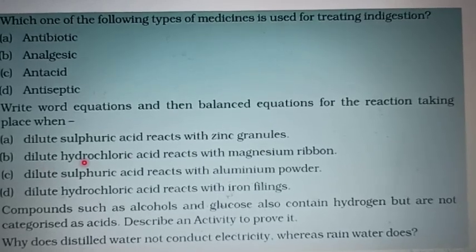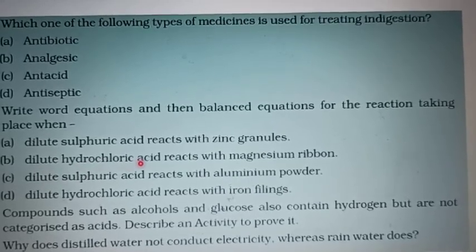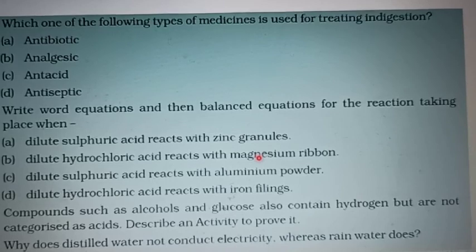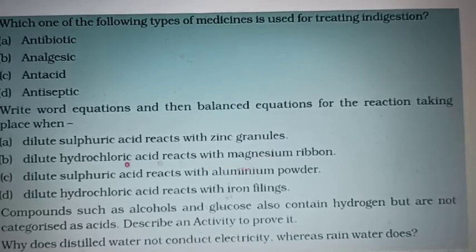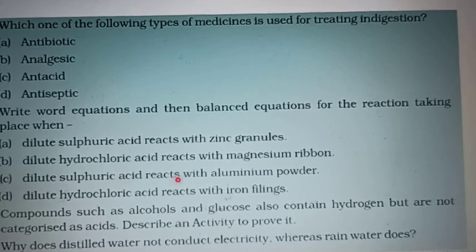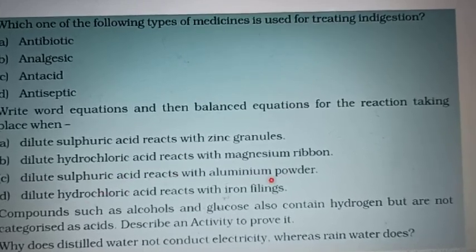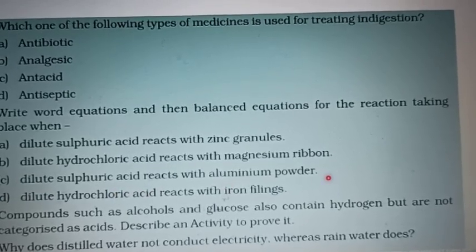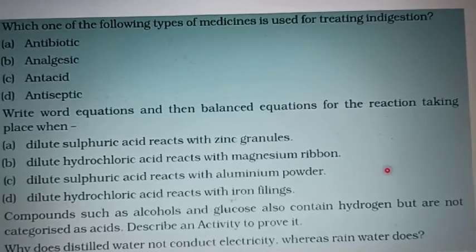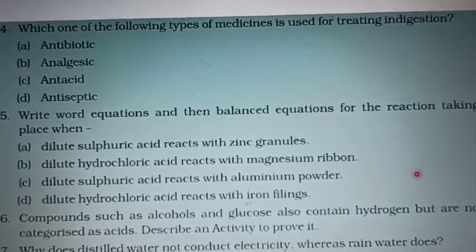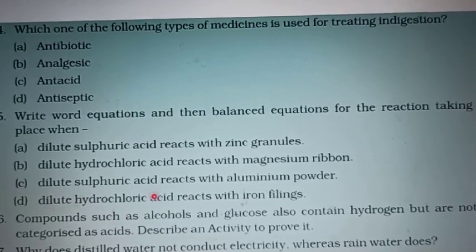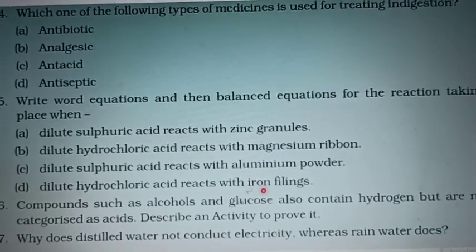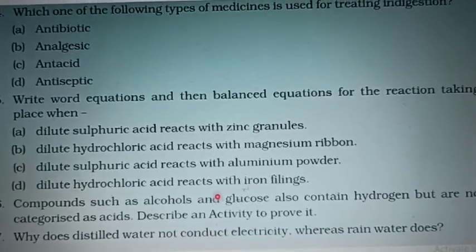Second reaction is dilute hydrochloric acid, that is HCl. When HCl reacts with magnesium, it is again the same reaction. It will form magnesium chloride, that is MgCl2, plus H2. Next is dilute sulfuric acid reacts with aluminum powder, again the same reaction. H2SO4 plus Al, that is aluminum, gives Al2(SO4)3 plus H2. You have to balance the equation. Next is dilute hydrochloric acid, again HCl plus iron filings, that is Fe. Then FeCl2 plus H2. So in this way you will write the reactions.